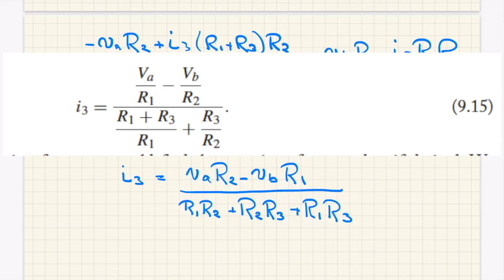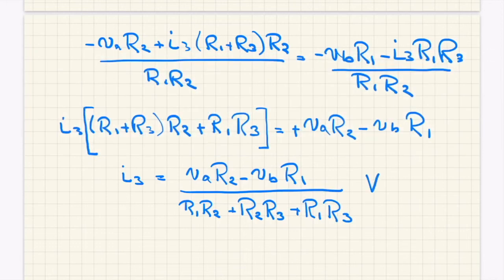We have a VA term minus a VB term, and then a bunch of resistors on the bottom. Again, the unit check is important. So up here we have volts times ohms for both those terms, and on the bottom we have ohms squared. And so what we're left with is volts over ohms, and volts over ohms is equal to amperes. It's equal to the unit of current, and sure enough we have I3 as a current.